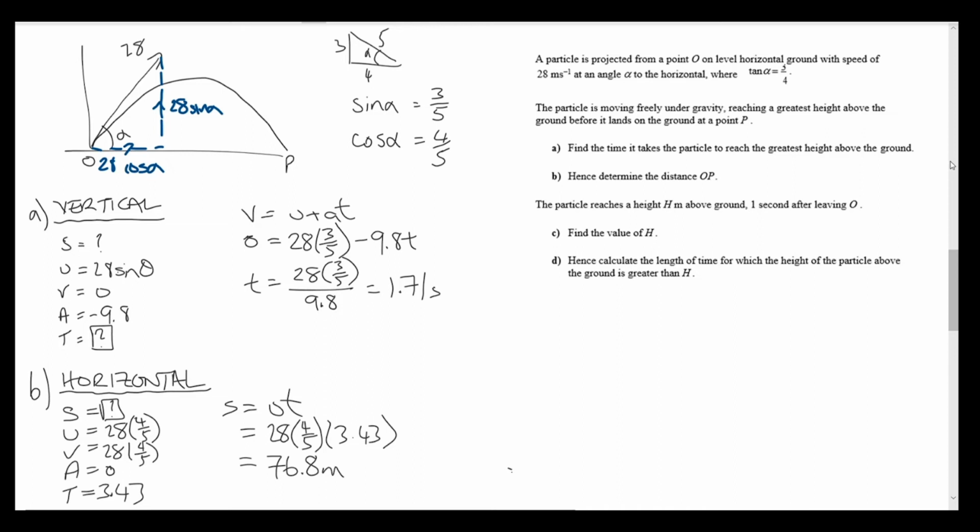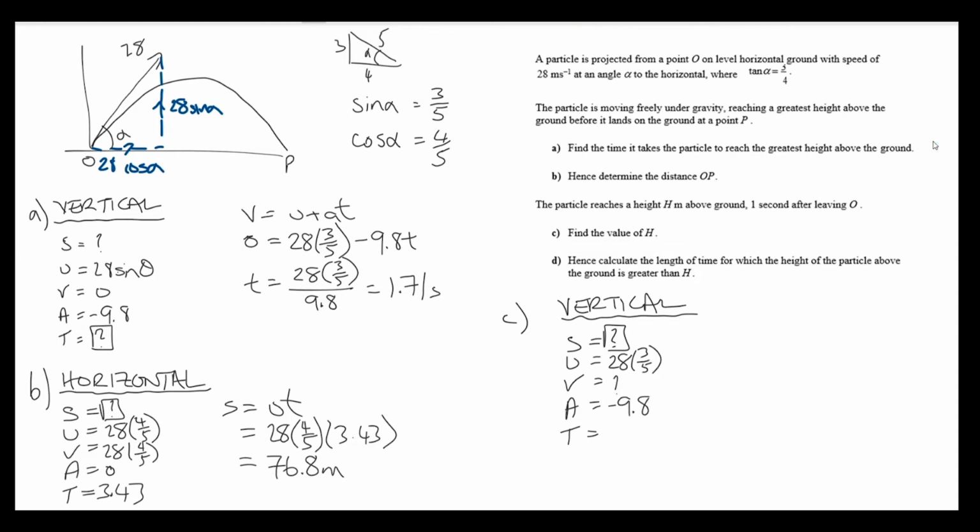The question goes on to tell us that the particle reaches a height h meters above the ground 1 second after leaving the origin, and we've been asked to find that value of h. So once again, we're working with our vertical Suvat variables, and let's just collect the ones we know for this mini journey. Displacement is unknown, we have our initial velocity again, final velocity is unknown, acceleration remains negative 9.8, and the time, as the question has asked us to work with, is 1 second.